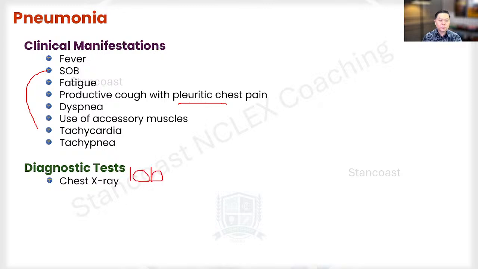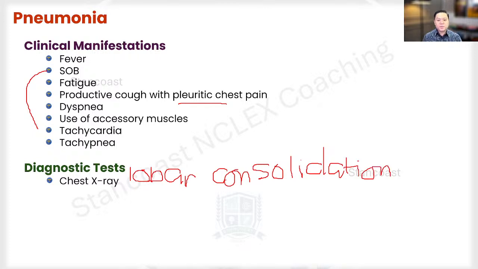lobar consolidation, this simply means that the pneumonia is probably affecting one or more lobes of the lung. So I really want you to review that the right lung consists of about 3 lobes, and we have the left lung only composed of 2 lobes.